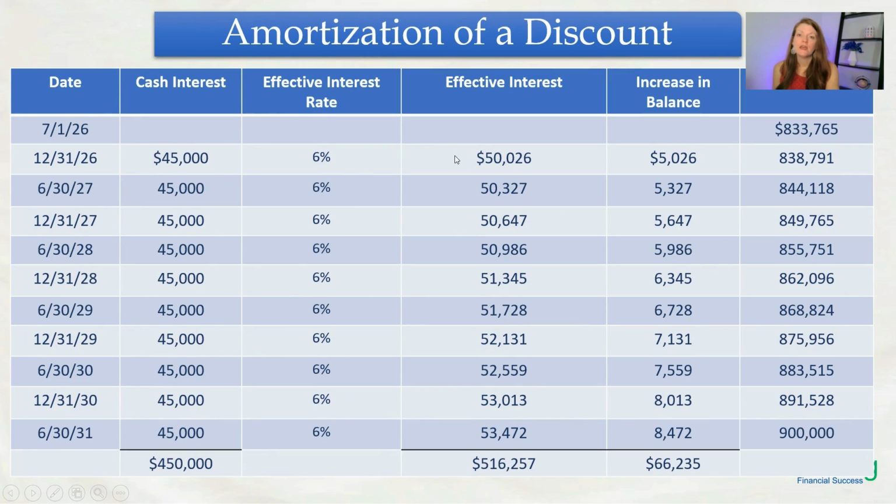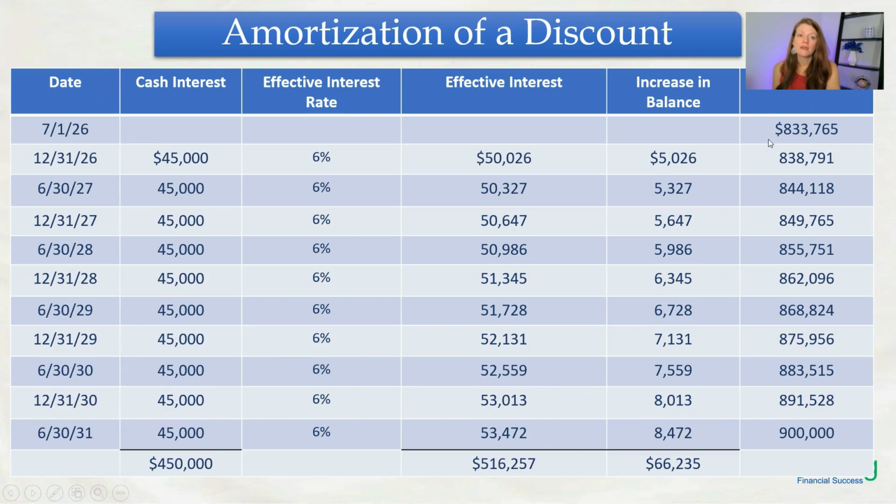Then we take the effective interest rate, the 6%, times the amortized cost, the outstanding balance, basically. That gives us the effective interest amount, which we just calculated on the last slide. 6% times 833,765 tells us the effective interest was $50,026. So the increase in the balance is the difference between the effective interest minus the $45,000. So it gives us $5,026. That's the debit to discount on investment. That's the same calculation we just did on the prior slide.